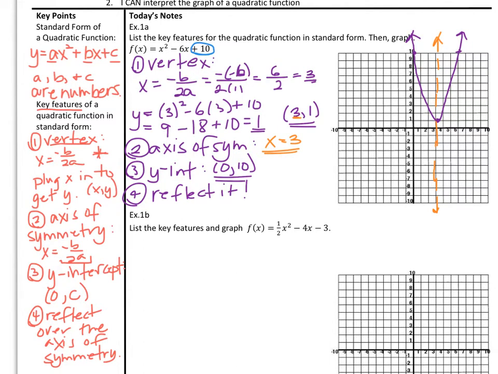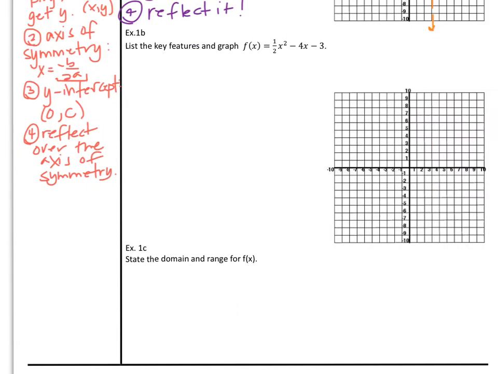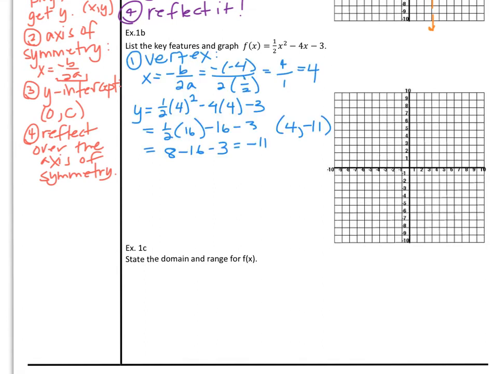All right, let's go ahead and try example B. Example 1b, list the key features and graph f of x equals 1/2 x squared minus 4x minus 3. Pause the video, see if you can use the formula to calculate the vertex. Once you think you have it, press play and we'll go from there. Did you get (4, -11)? If you did, that's great. If not, let's take a quick run through as to why.